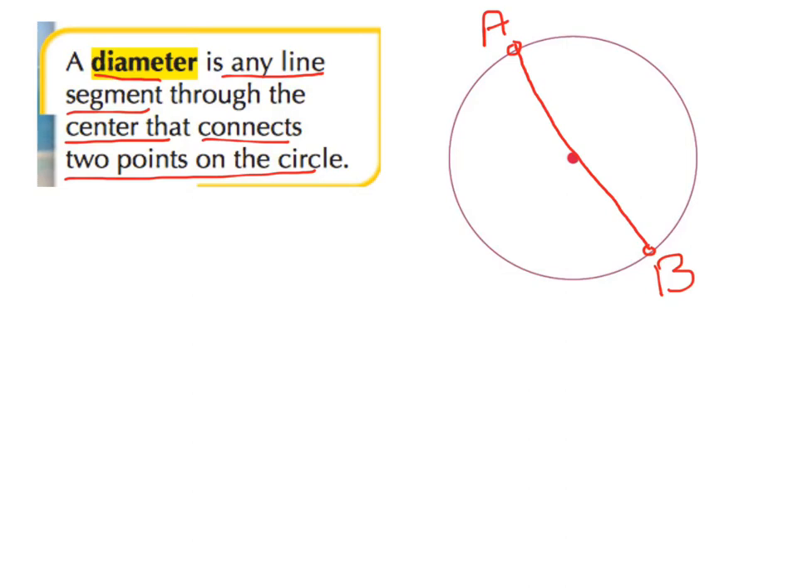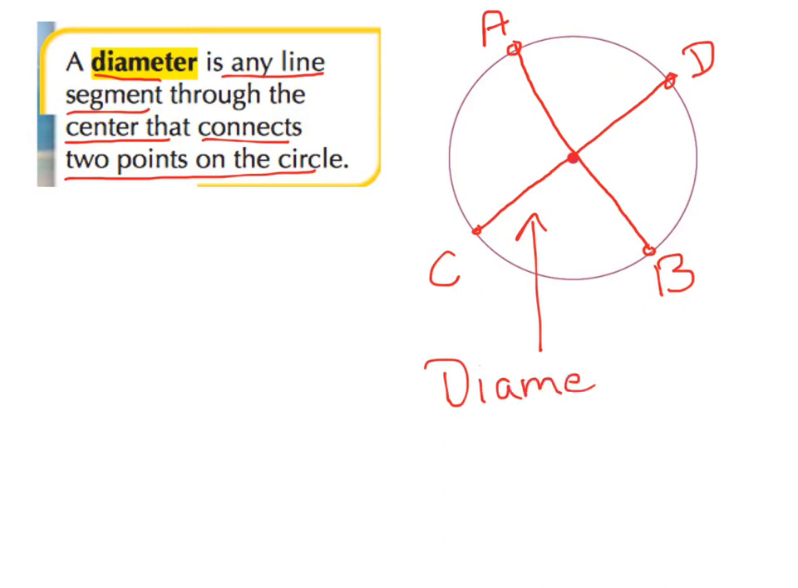For example, if we have a point D over here and a point C, the segment joining C and D and passing through the center, what is this line called? It is called the diameter. So what is a diameter? A diameter is a segment that connects 2 points on the circle and passes through the center.